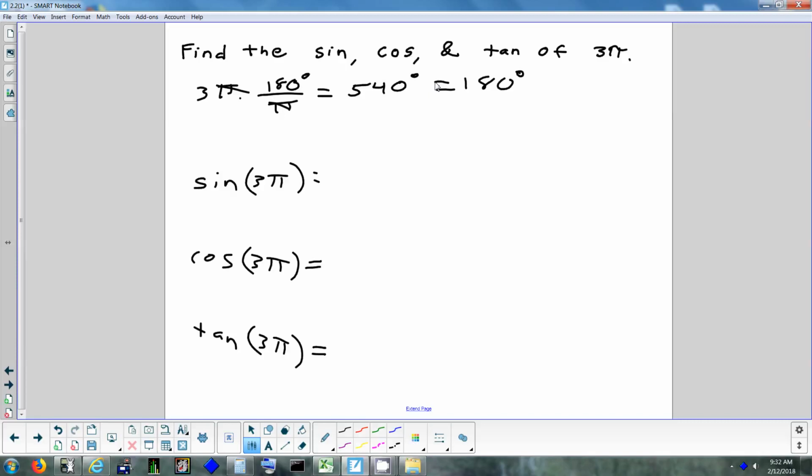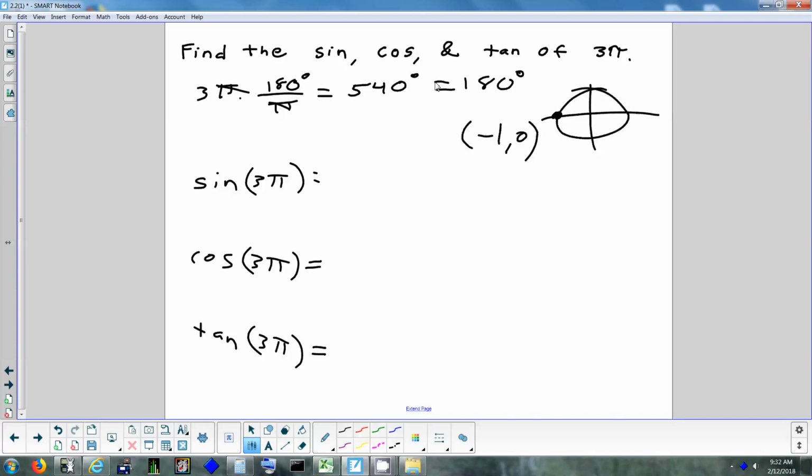So now if we can figure out the coordinates for 180 degrees, that's how we answer this question. Nathan, where is 180 on that circle? Left middle. Yeah, it's the left, right there. And do you remember the coordinate for 180? -1, 0. Now we can fill in our sine, cosine, tangent.